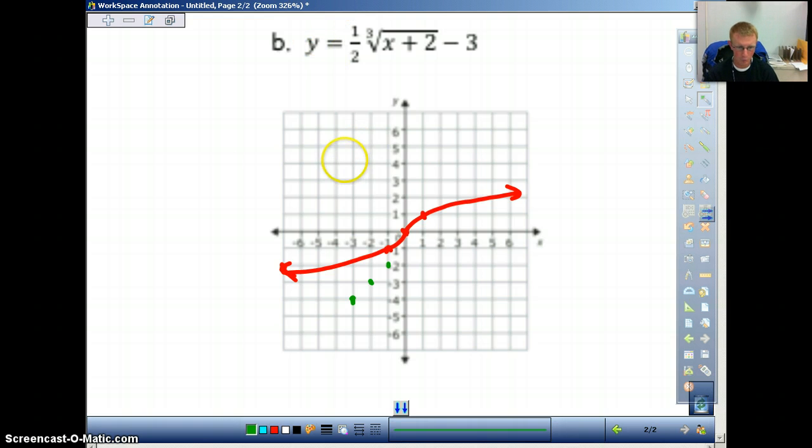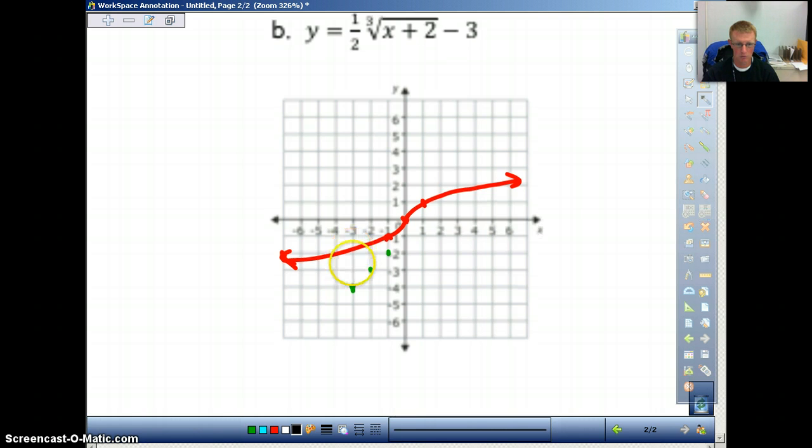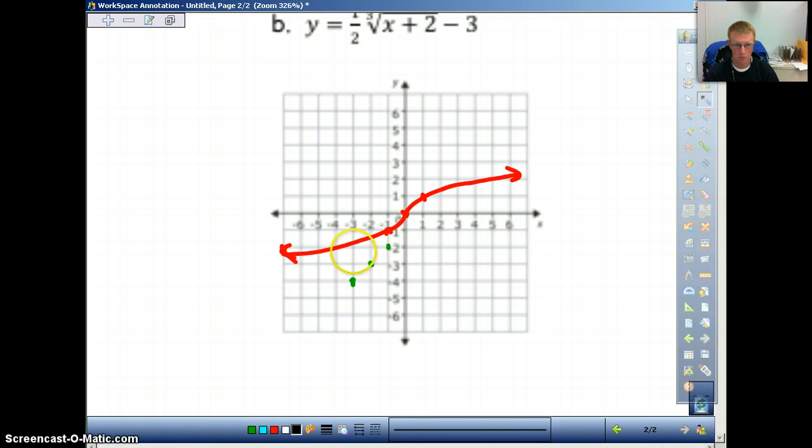But what we can do now is I'm going to go ahead and do a different color. We'll do it in black. I'm going to multiply all these y values by a half. So 4 will now become 2, -3 will become -1.5, and -2 will become -1. As you can see, it doesn't have to be perfect, but the graph is now going to become thinner or skinnier. It's not going to change as drastically.